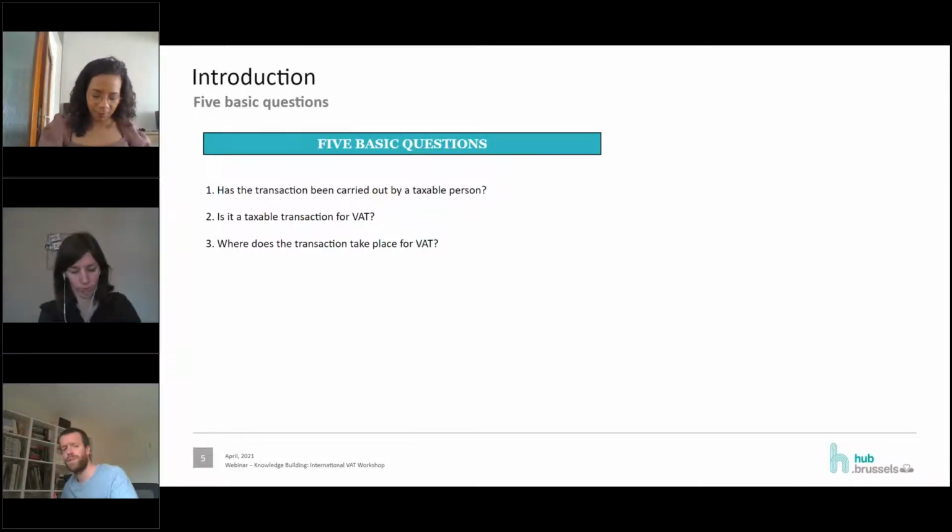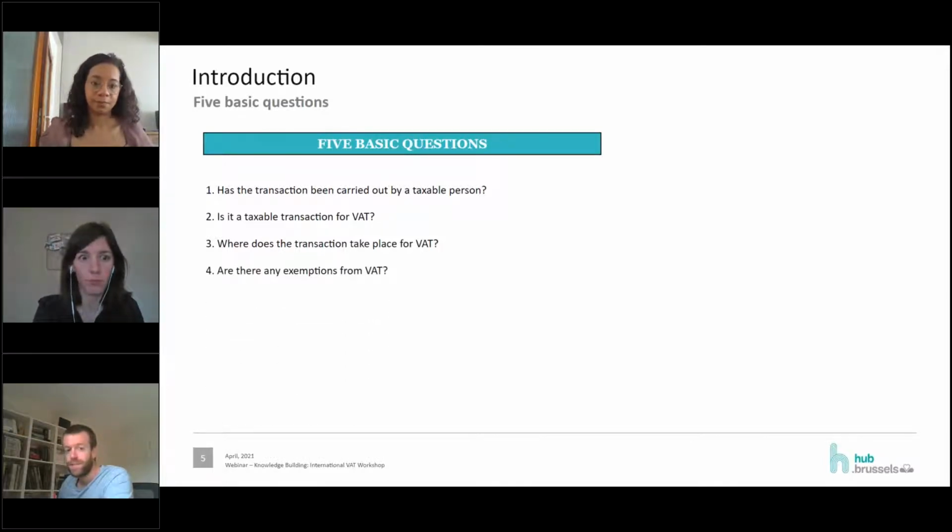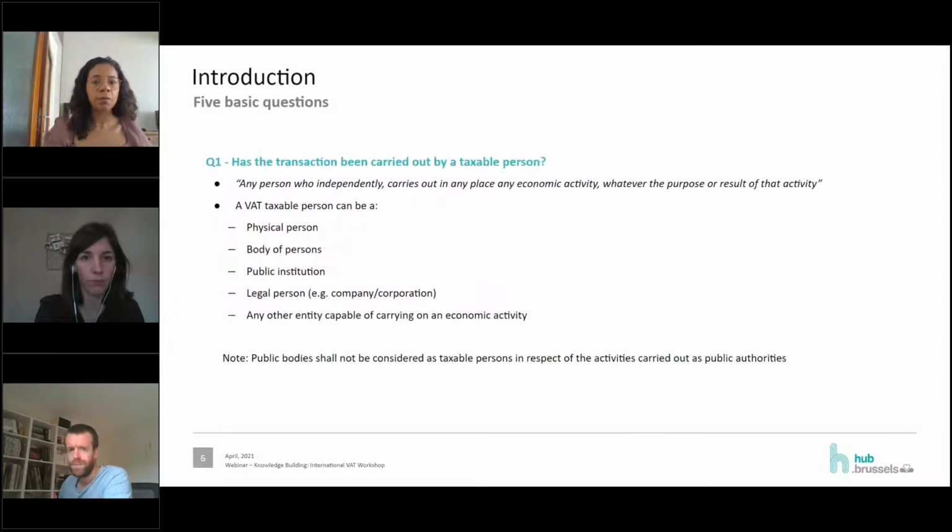Third one is, where does the transaction take place for VAT? Fourth one is, are there actually any exemptions from VAT? And the last one is, who is liable to account for the VAT due on the transaction?